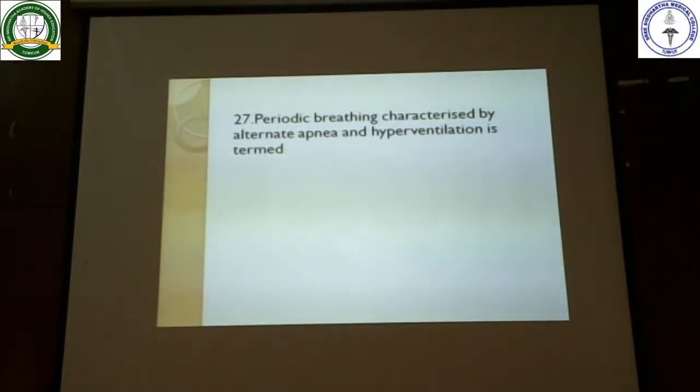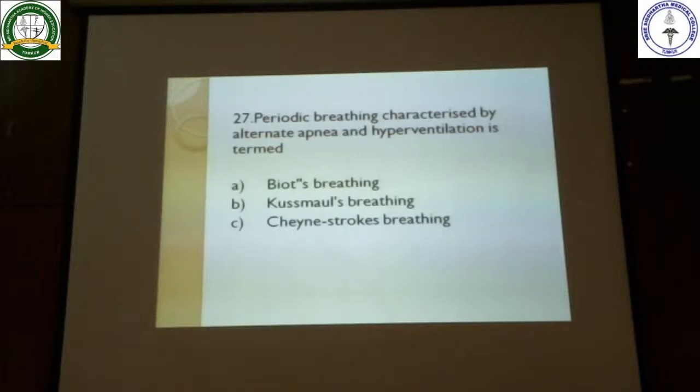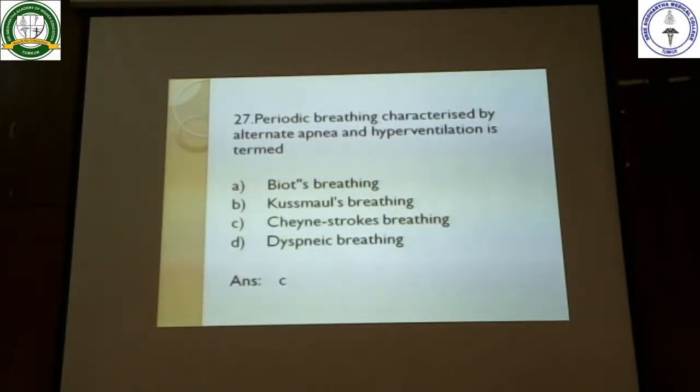The next question: periodic breathing characterized by alternate apnea and hyperventilation. As I discussed before, it is Cheyne-Stokes breathing. You will have hyperventilation followed by a cessation of respiration, which is apnea. The same thing continues.